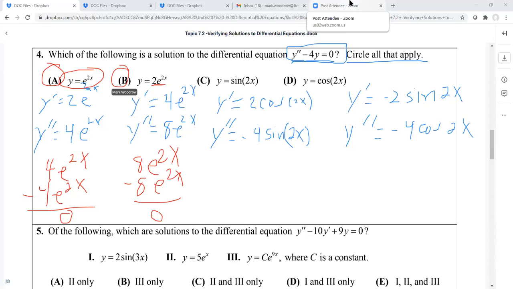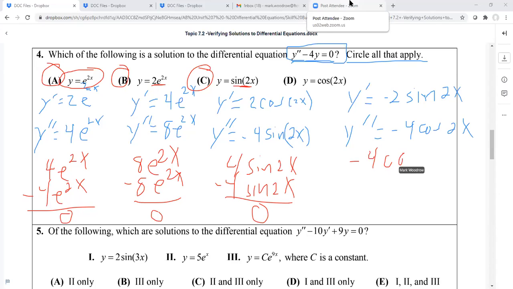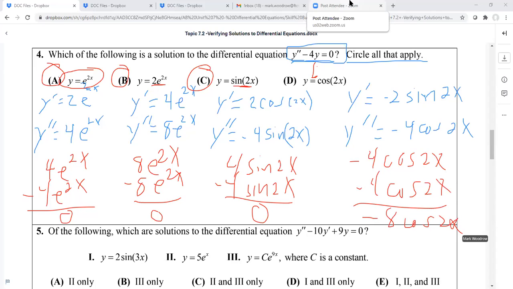as well. Then I take my second derivative, negative 4 sine of 2x, and then I'm going to take negative 4 times this, so that would be negative 4 sine 2x, and again, those cancel out, that's 0, so C works as well. And then my last one, my second derivative is negative 4 cosine 2x. Then I got to take negative 4 times this, and that's going to be negative 4 cosine 2x. That is negative 8 cosine of 2x, which does not cancel out. So only A, B, and C work.